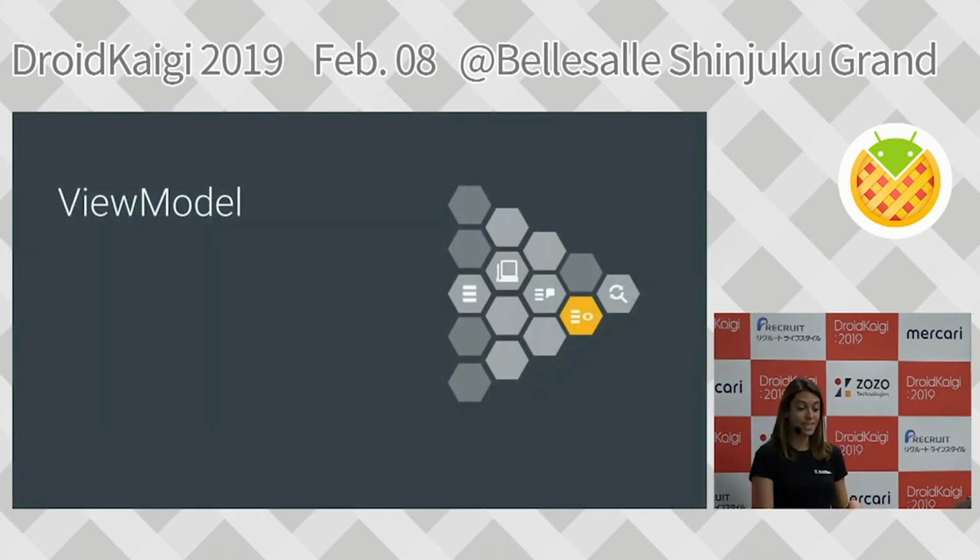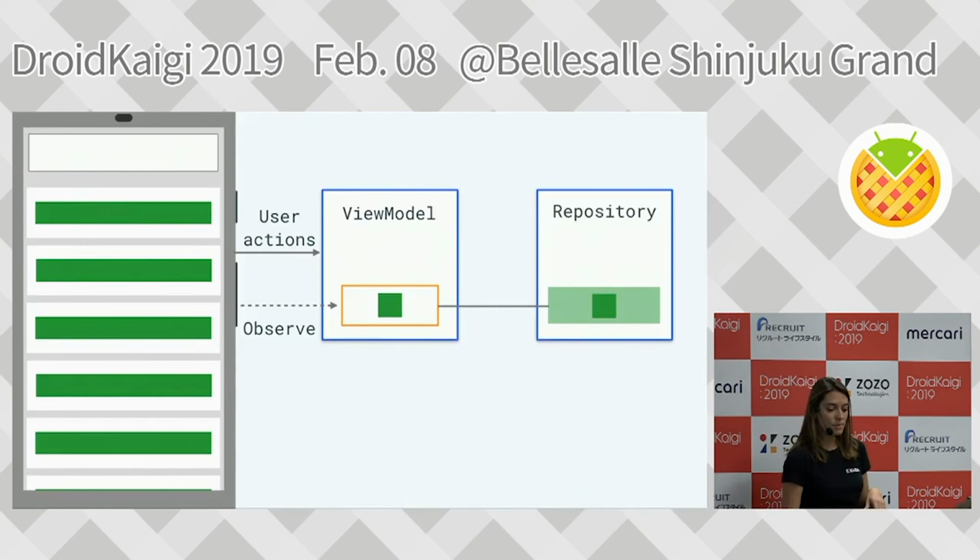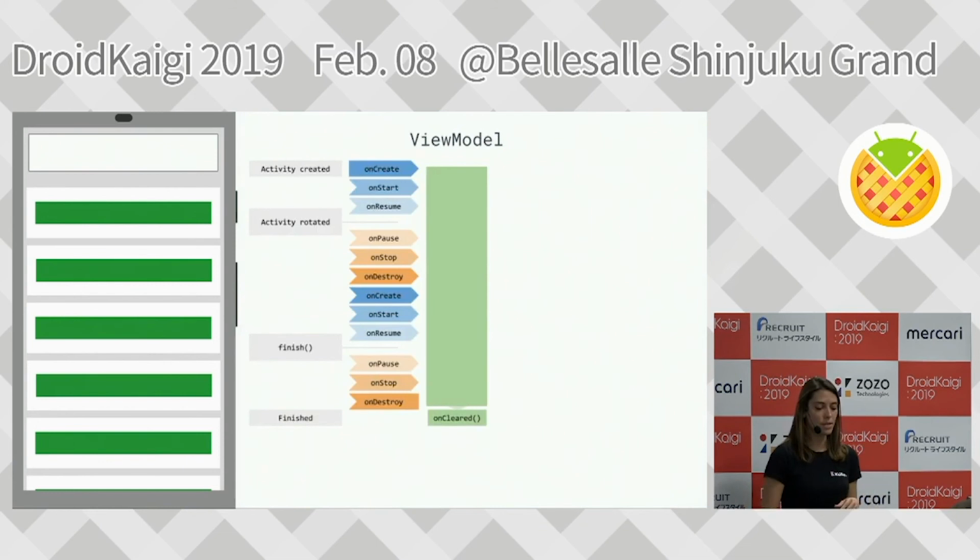Okay, let's go to the ViewModel. The role of the ViewModel is to get the data from a business layer, from a repository, for example, to prepare it to be displayed by the UI, but then also to handle the user's actions and to forward that to the classes that are needed. What I think is important to remember is that the lifecycle of the ViewModel is connected to the lifecycle of the activity or fragment.